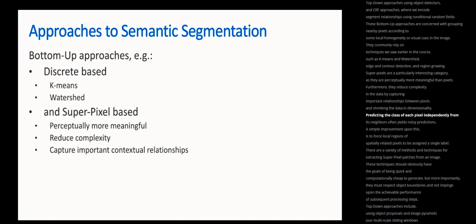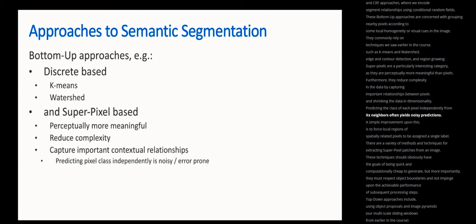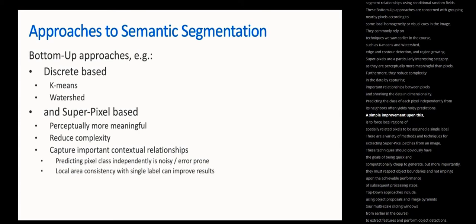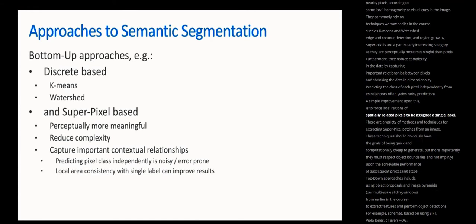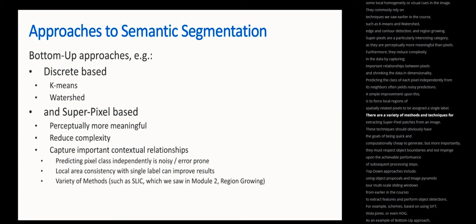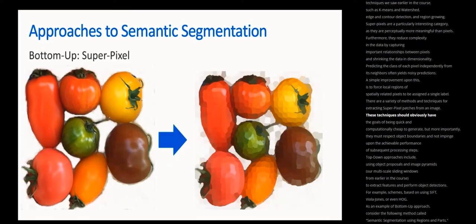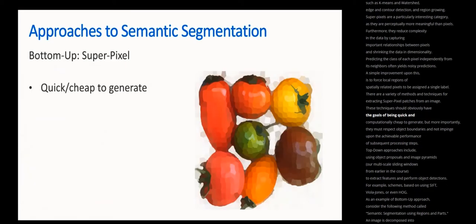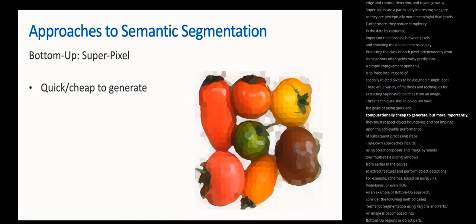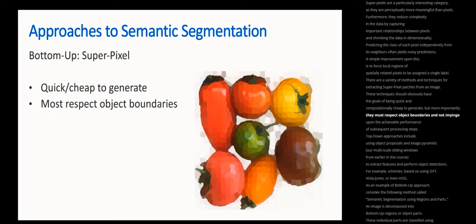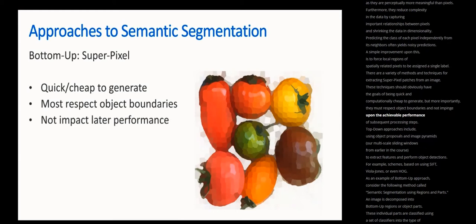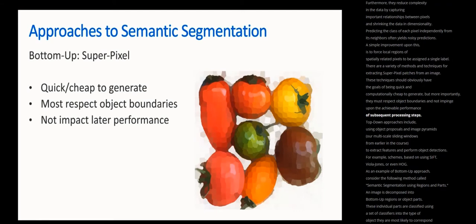Predicting the class of each pixel independently from its neighbours often yields noisy predictions. A simple improvement upon this is to force local regions of spatially related pixels to be assigned a single label. There are a variety of methods and techniques for extracting superpixel patches from an image. These techniques should obviously have the goals of being quick and computationally cheap to generate. But more importantly, they must respect object boundaries and not impinge upon the achievable performance of subsequent processing steps.